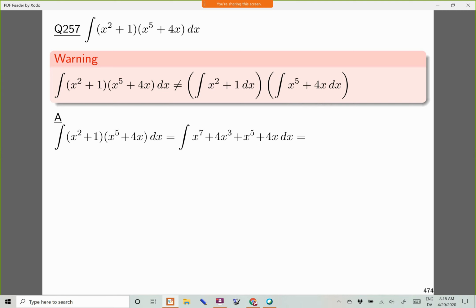Now, that algebra process means you should still write the integral sign and the dx. So the original question, just copied again, turns into, after an equal sign here, the integral of x to the 7th plus 4x to the 3rd plus x to the 5th plus 4x dx. The great thing about this is now there's a bunch of plus signs, right? And that means there are 4 separate terms.